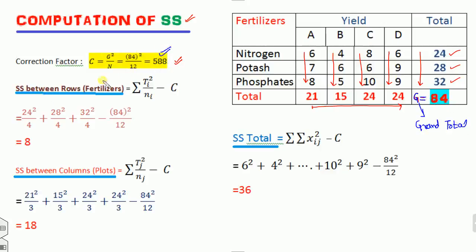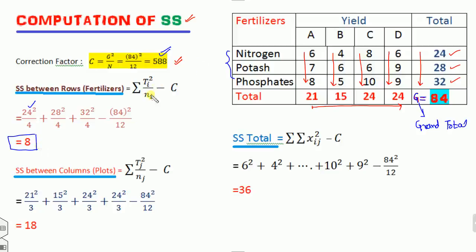Now calculate the SS between the rows. The first row sum is 24. So the formula is this: 24 square, and the number of elements in this 24 is 4. So 24 square by 4, plus the second part, 28. The number of elements in this 28 is again 4. 28 square by 4, plus 32 square divided by again 4, minus C. C is my 588, or you can write 84 square by 12. After calculation you will get 8.